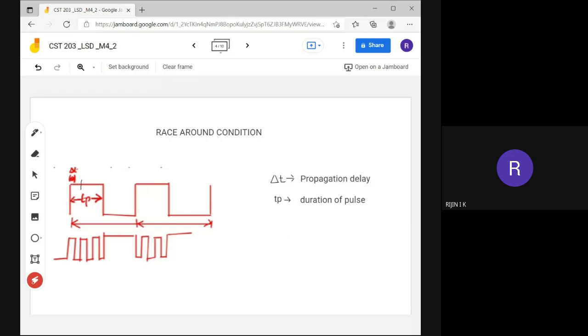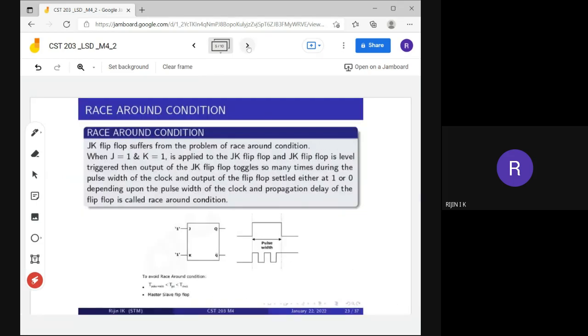If the clock pulse is too long compared to the propagation delay of the flip-flop, then what will happen? The state of the flip-flop keeps on toggling, which leads to an uncertainty in determining the output state of the flip-flop. This problem we call the race around condition in the JK flip-flop.